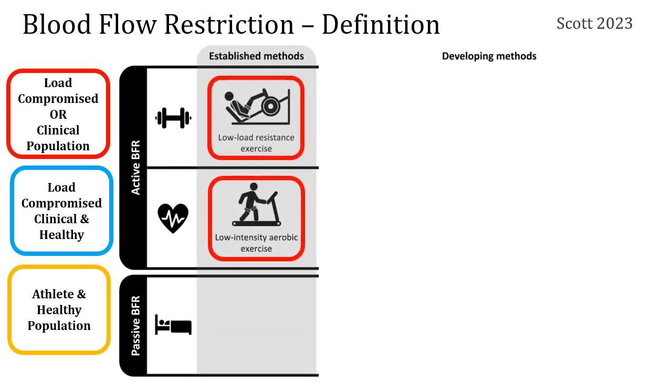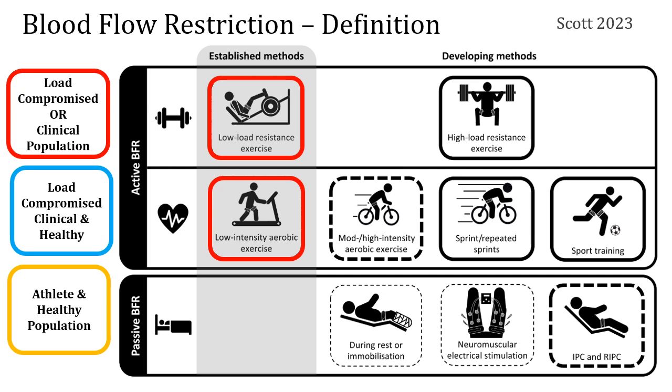So there's the established methods and then the developing methods. Let's take a closer look at the established methods, which would be for your load compromised or clinical population. There's the application of blood flow restriction training for low load resistance training, as well as low intensity aerobic exercise. Again, the demonstration here is for the lower extremity, but it could be applied to the upper as well in both capacities.